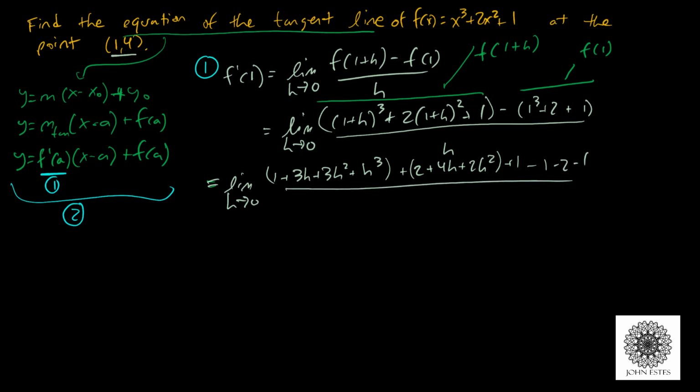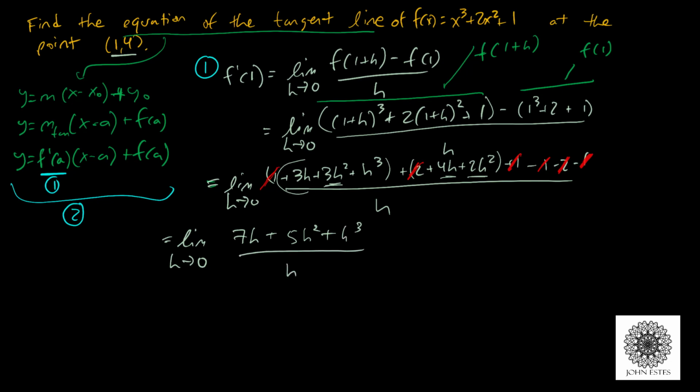And I didn't bring those together on purpose because I want to show something here. So notice now that I can subtract, I have a 1 minus a 1 there. Oops, right here actually, I have a 2 minus a 2. And I have a 1 minus a 1. Okay, so now when I bring all this together, I have a 3h plus a 2h gives me a 5h. I have a 3h squared, and I have a 1h cubed, all over h.